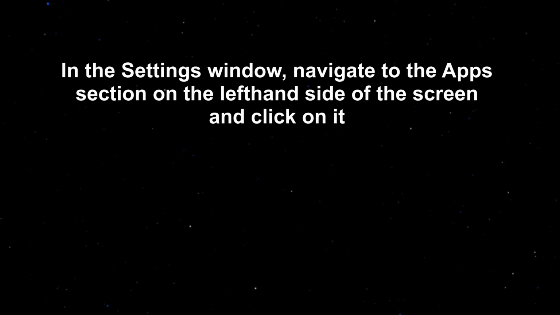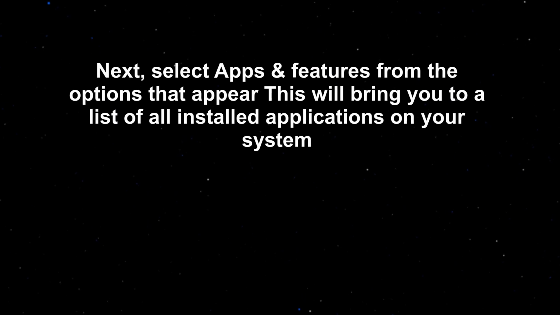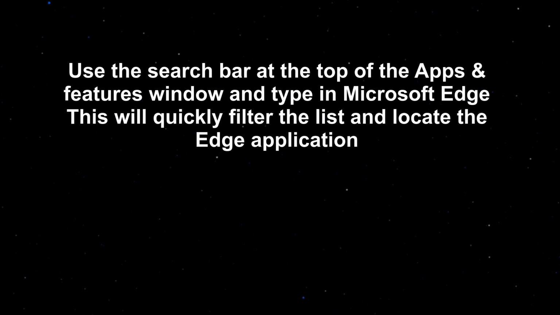In the Settings window, navigate to the Apps section on the left-hand side of the screen and click on it. Next, select Apps and Features from the options that appear. This will bring you to a list of all installed applications on your system. Use the search bar at the top of the Apps and Features window and type in Microsoft Edge. This will quickly filter the list and locate the Edge application.